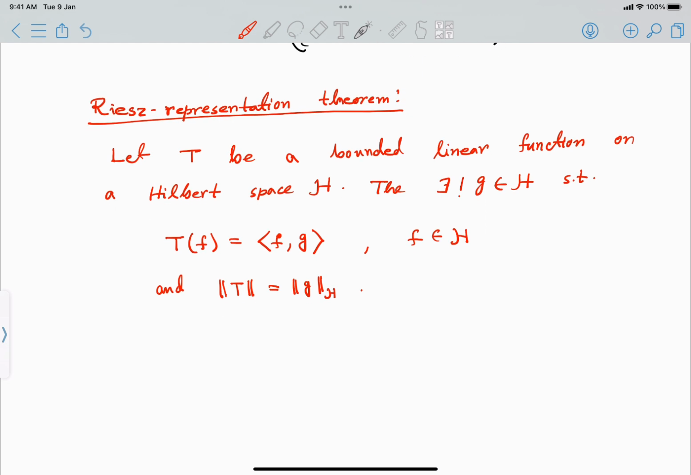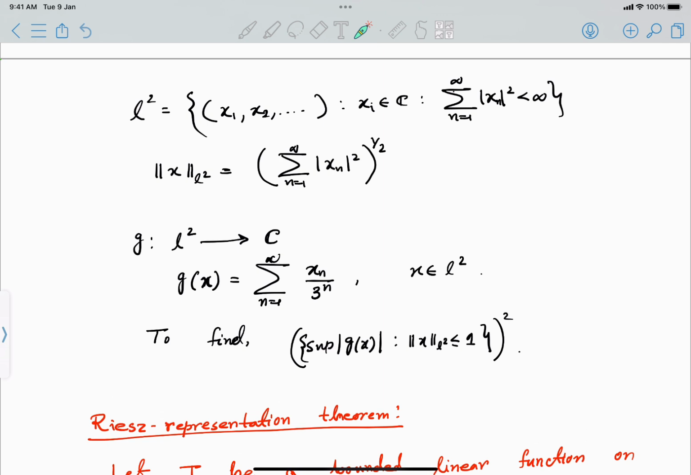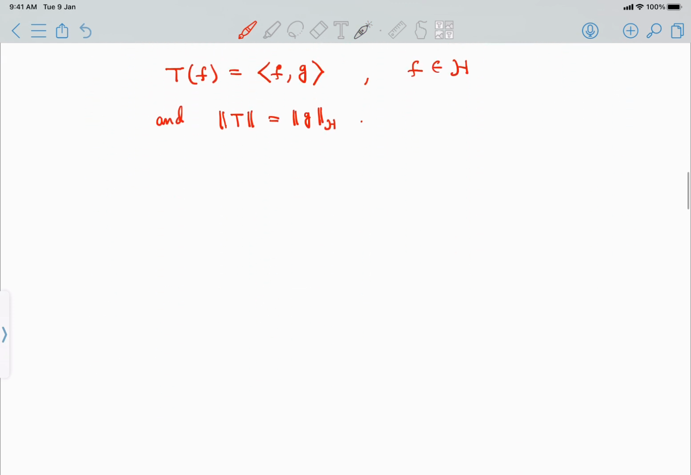So it is saying that any bounded linear functional on a Hilbert space H is given by the inner product with some unique element g, like this. And the operator norm of that linear functional is the same as the Hilbert space norm of that element g. So here, as L2 is a Hilbert space and this is a bounded linear functional, it will be given by the inner product with some element in L2. So let's see what.